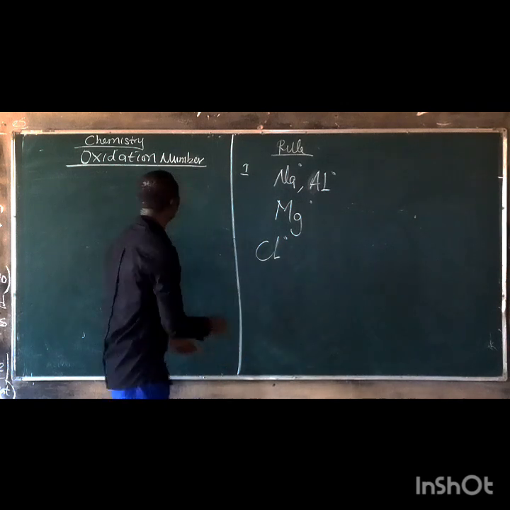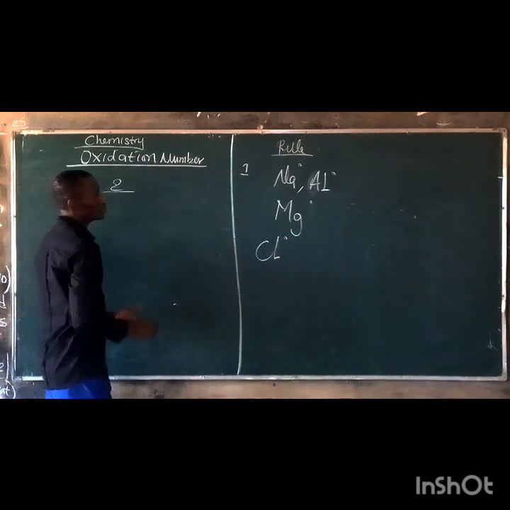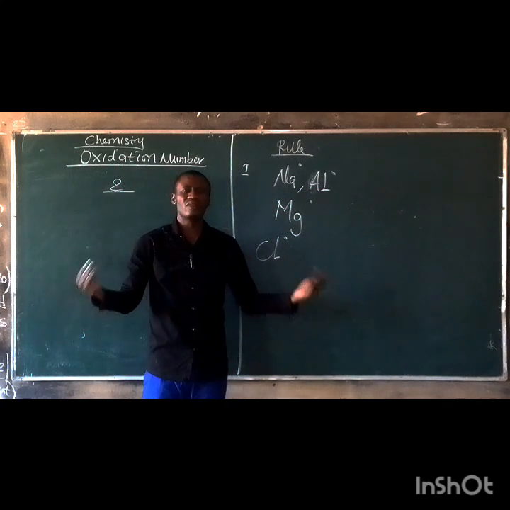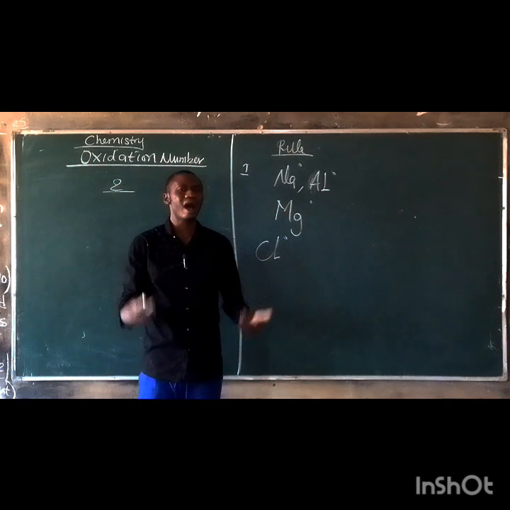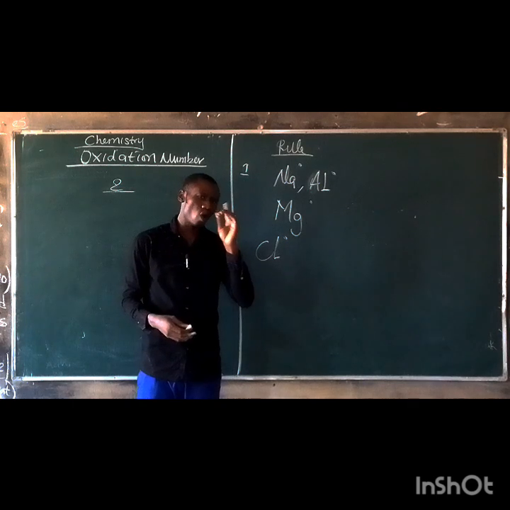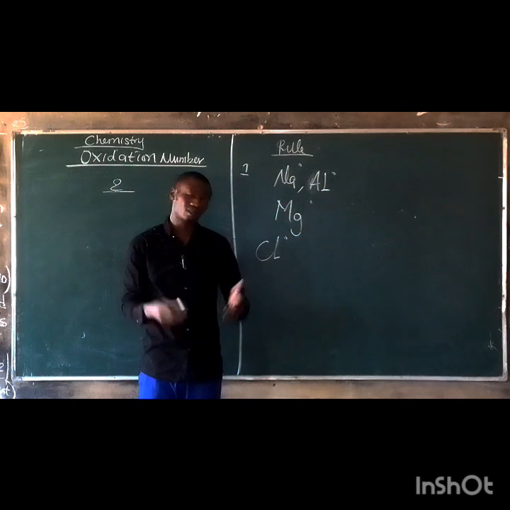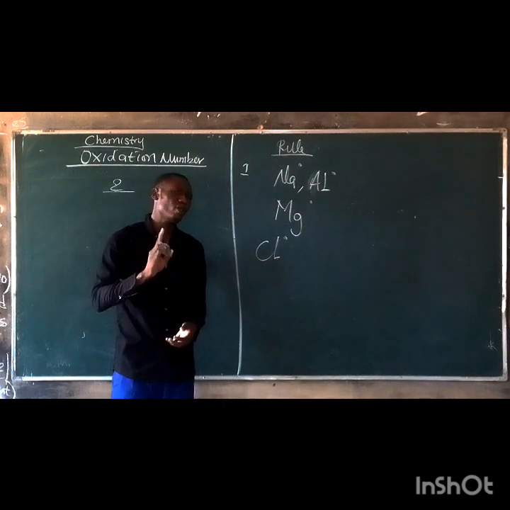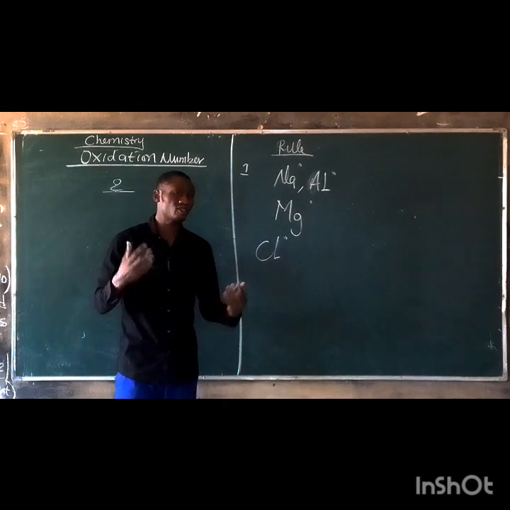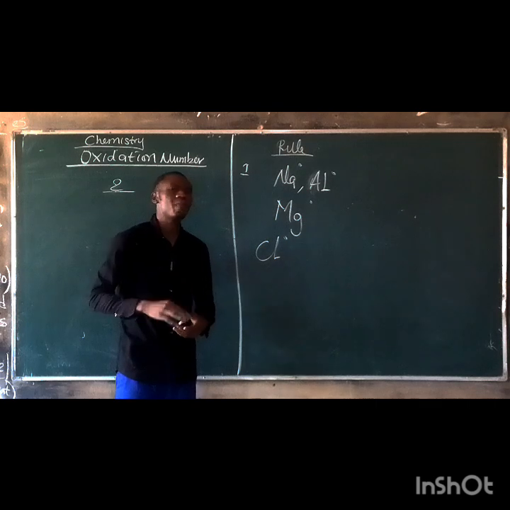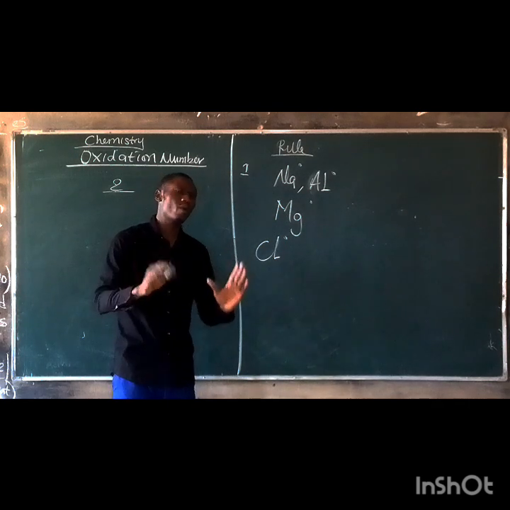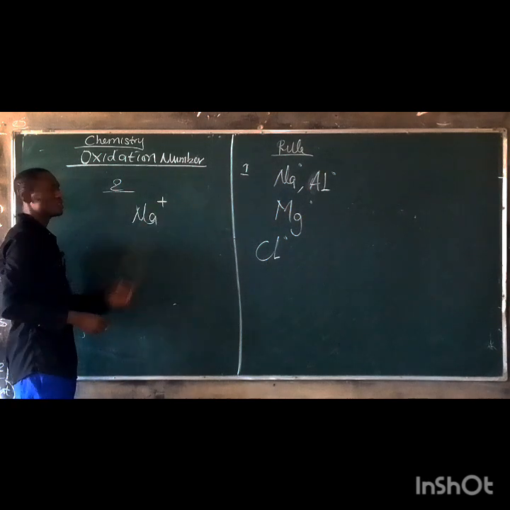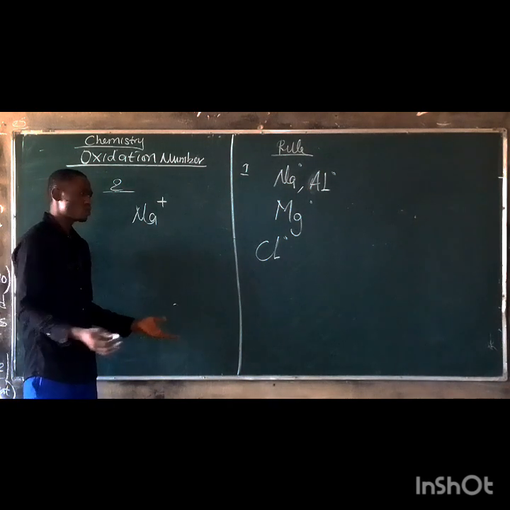The second rule, rule 2, says that the oxidation number of all ionic charge elements is the oxidation number of their charge. Take it again: the oxidation number of all monoatomic ionic charged elements is the charge of that element. Look at what I mean by that. Sodium has an ionic charge of +1. So the oxidation number of sodium here is +1.